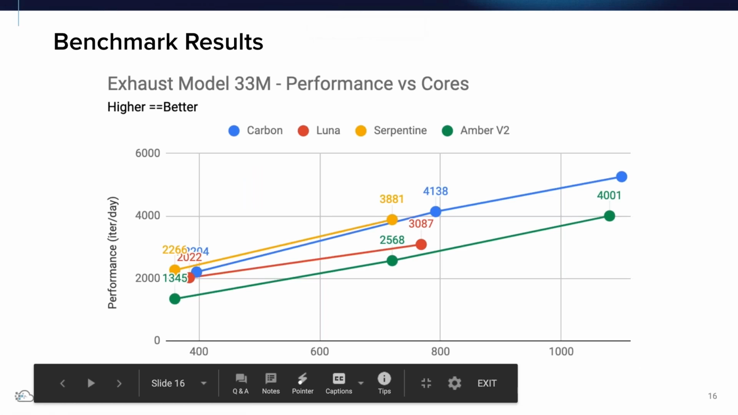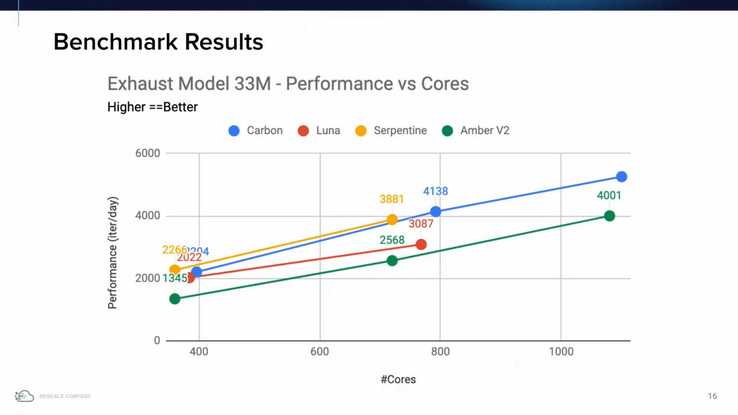And last but certainly not the least, I wanted to show you some performance for this exhaust case. Credit goes to a couple of my teammates, Madhu and Bernardo, who did this benchmarking. This is the 33 million exhaust model that you saw in all of the demos in Fluent today. We're looking at performance versus number of cores. Think of this like a speed up graph. The higher the number, the better performance we get. We're comparing and contrasting different core types on the Rescale platform. So Carbon, Luna, Serpentine, and Amber are the colors that you see there.